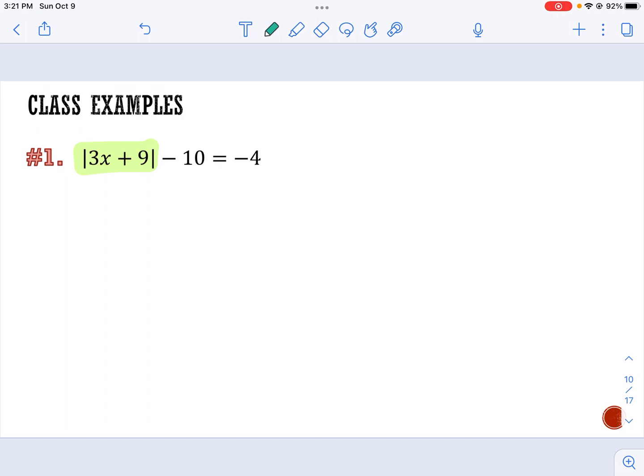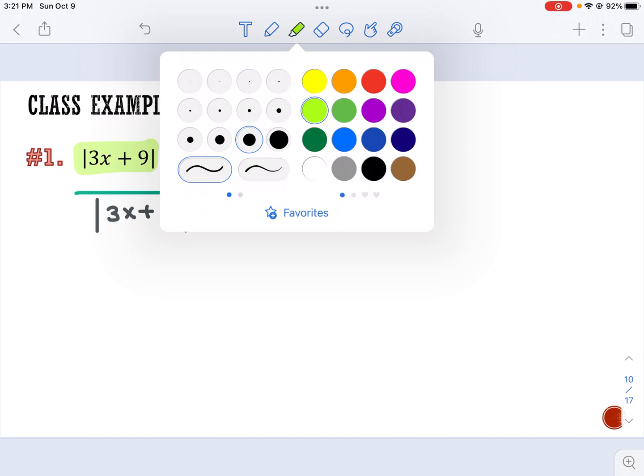The first thing I'm going to do is add 10 on both sides. To isolate that expression, I'm going to get rid of that constant. Plus 10, giant equal sign. All right, now I'm going to bring everything down. We have the absolute value of 3x plus 9, being careful as I'm writing it down to make sure that my absolute value signs don't look like the number 1, is equal to 6. Now I've isolated my absolute value expression, and this looks just like those original problems we dealt with.